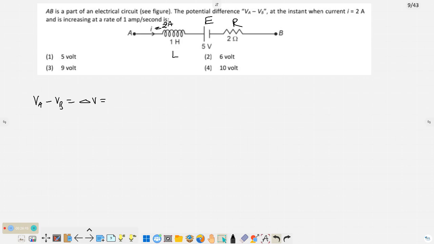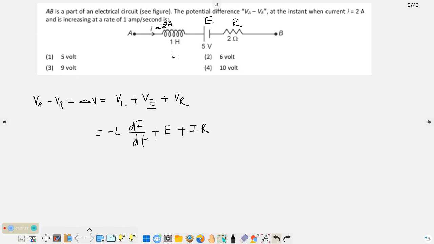So potential difference across AB means we have three components. The potential across any circuit is equal to the total potential across each component. In this case, the potential across the inductor is VL, plus the potential across the battery is VE, plus the potential across the resistance. So what is the VL value? According to the formula, the potential drop generated across any inductor is equal to minus L into di by dt, and plus the potential across any EMF is equal to the EMF of that battery, that is E, plus the potential drop across any resistor is equal to I into R.